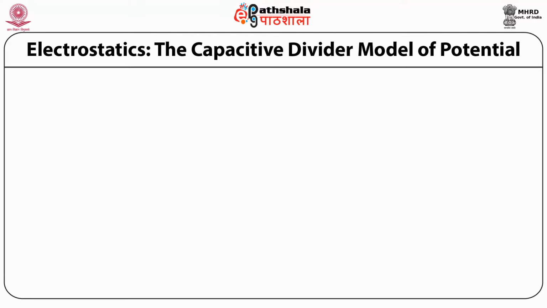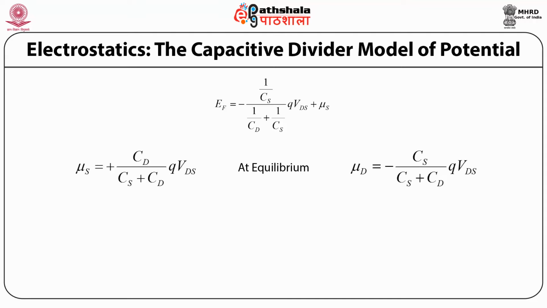The applied voltage V shifts the chemical potentials of both the source and drain contacts. That is, EF is equal to minus (1/CS divided by 1/CD plus 1/CS) multiplied by QVDS plus mu_S. So if the Fermi energy of the nanoparticle at equilibrium is taken as a reference, that is EF equal to 0, mu_S equals CD by (CS plus CD) multiplied by QVDS. Mu_D is equal to minus CS by (CS plus CD) multiplied by QVDS.